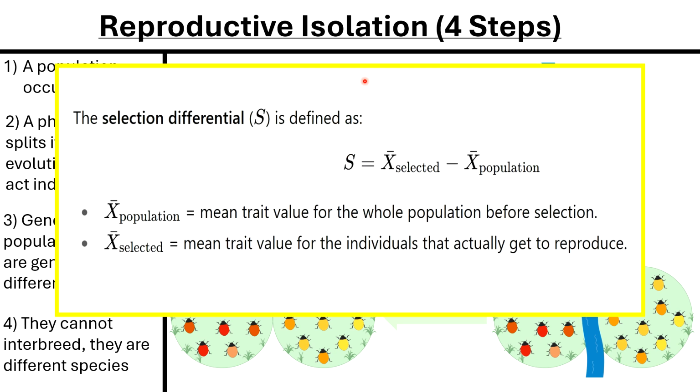Also have in mind this formula for selection differential, because you could possibly get a maths equation on this. You wouldn't want to miss out on the formula, would you? Moving on to A.4.2 biodiversity.